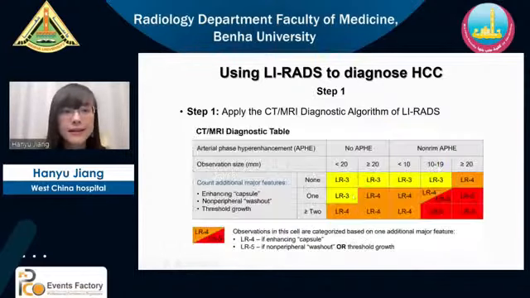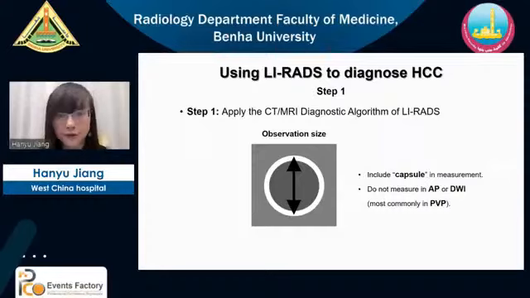So let's look at the CT/MRI diagnostic table of LIRADS. There are namely 5 major imaging features included in LIRADS: arterial phase hyperenhancement, observation size, enhancing capsule, non-peripheral washout, and threshold growth. And the table will allow us to assign a specific observation according to the combination of different imaging features. Let's take a look at each of these major features.